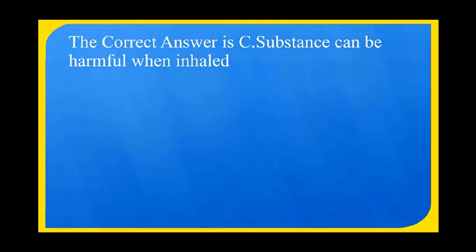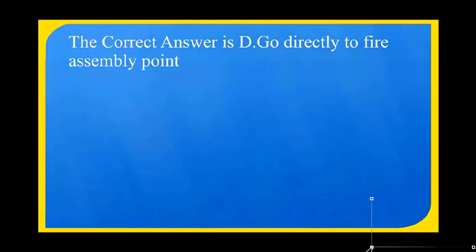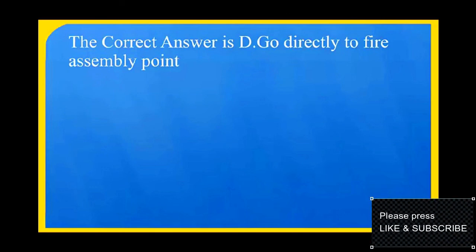Question 25. What action should be taken when a fire alarm is set off? A. Locate fire and put it out. B. Hide. C. Pack belongings and go to fire assembly point. D. Go directly to fire assembly point. The correct answer is D. Go directly to fire assembly point.